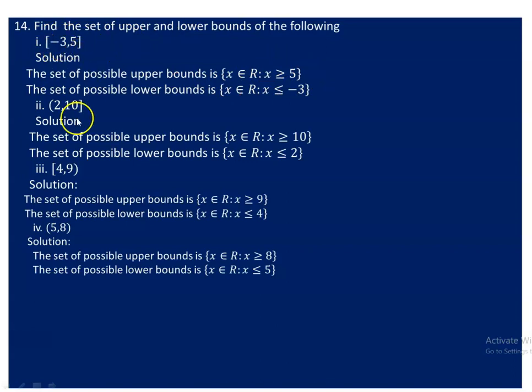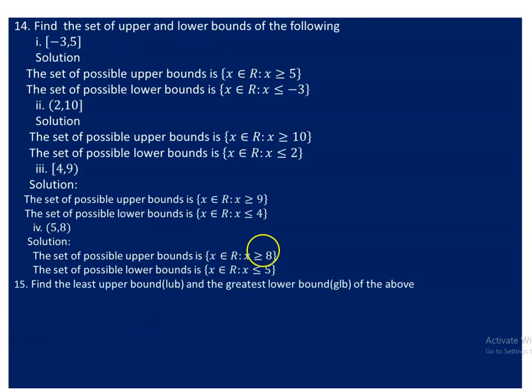So whatever extreme numbers are given to you, don't worry about the type of the intervals appearing here. Just take the first values, -3, 2, 4, 5 as extreme values for the lower bounds, and the second numbers like 5, 10, 9, and 8 as extreme values for the upper bounds. In such a way, we can simply identify the possible sets for lower and upper bounds.